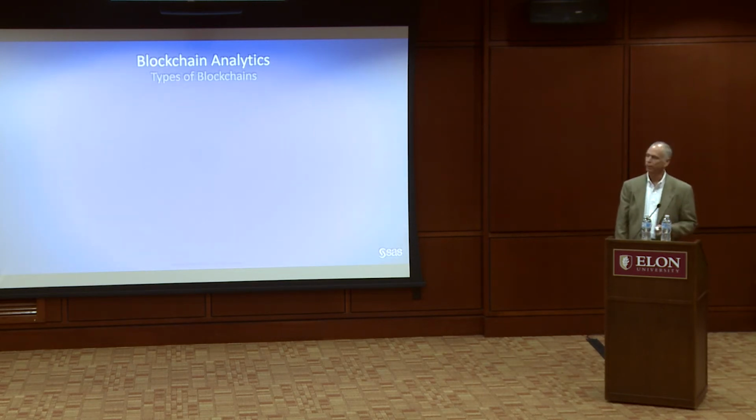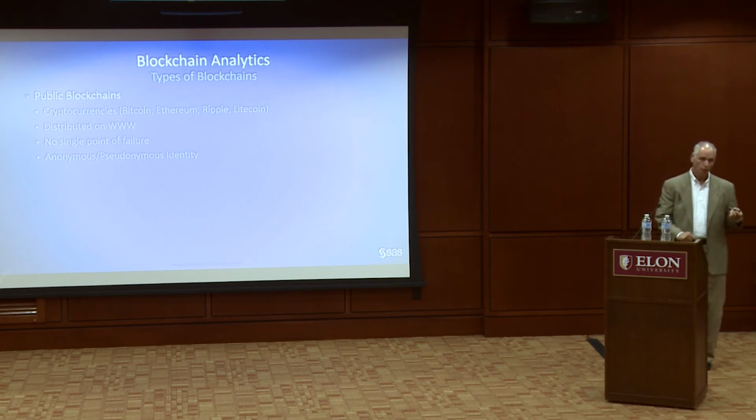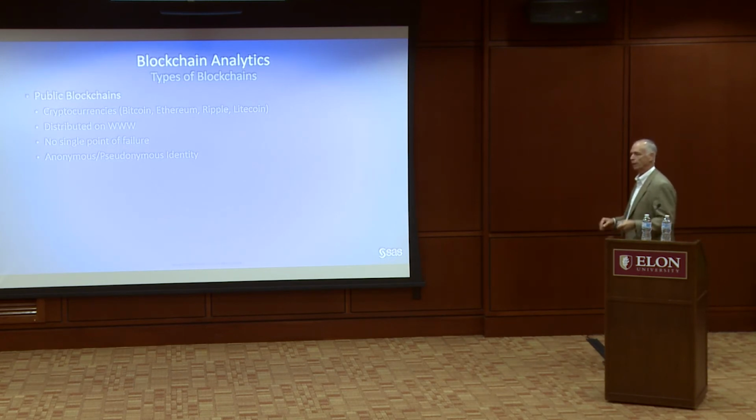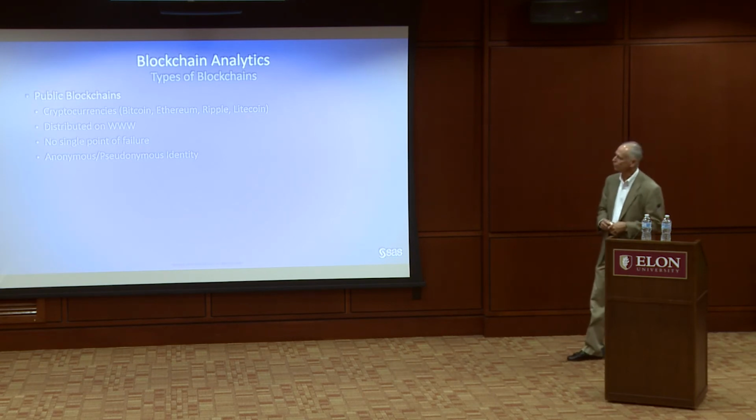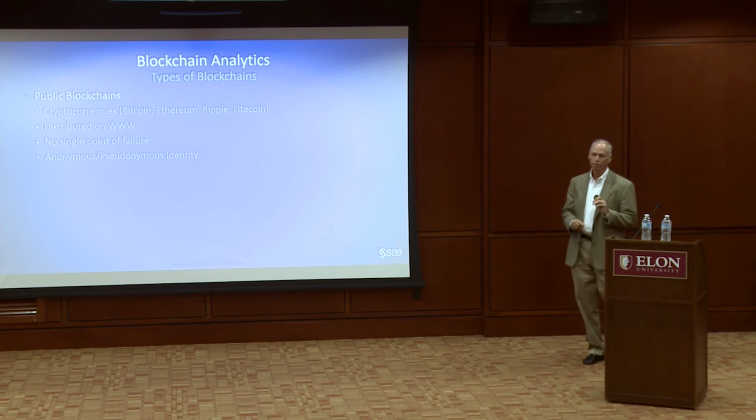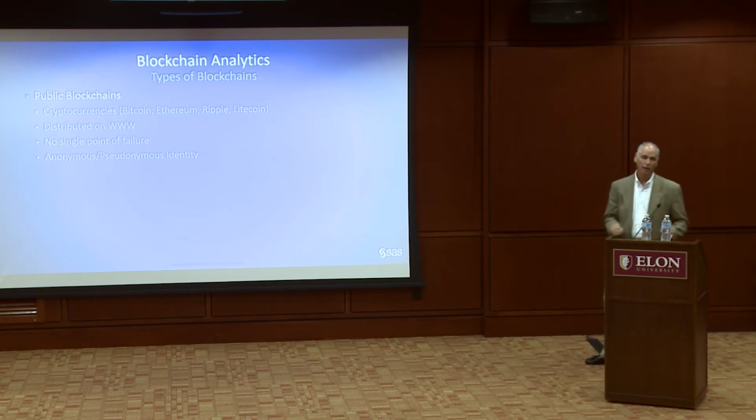So what types of blockchains do we have here? Joe mentioned 3 types, but I'm going to break it into 2. One is your public blockchains. These are cryptocurrencies for the most part. They're distributed, so no single point of failure, and they have an anonymous, pseudonymous identity. Bitcoin keeps no information, doesn't know your name, doesn't know anything.